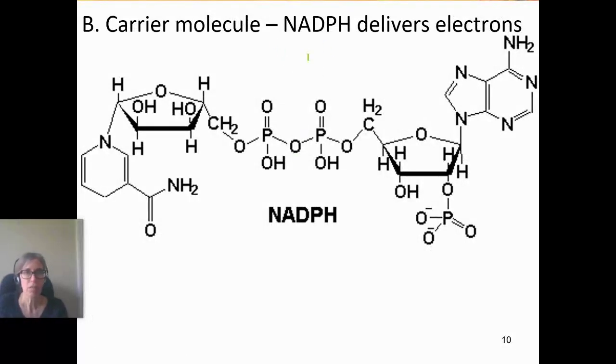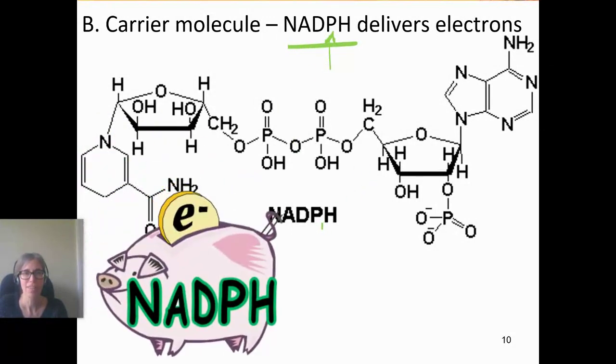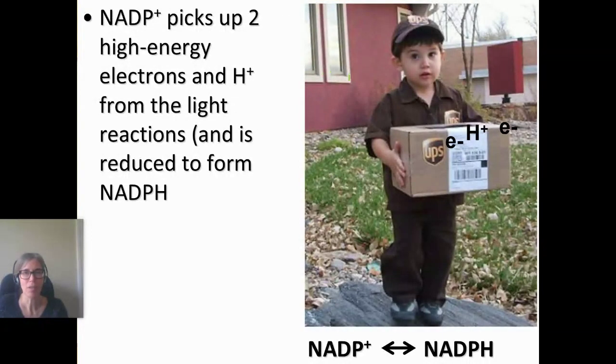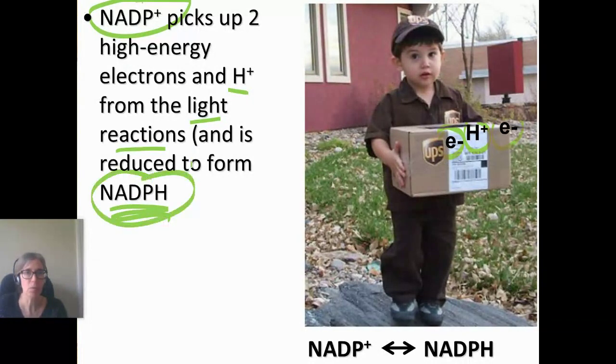Then there are some carrier molecules you need to know about. So NADPH, think P for photosynthesis, this delivers electrons. Okay, so think of your new delivery molecule here as someone who picks stuff up, in this case, 2 electrons and a hydrogen. So NADP plus picks up 2 high energy electrons and a hydrogen ion, a proton, from this thing. We'll talk about the light reactions later, and it'll become NADPH. So NADP plus and NADPH are the same molecule, but one is in the reduced form and one is in the oxidized form.